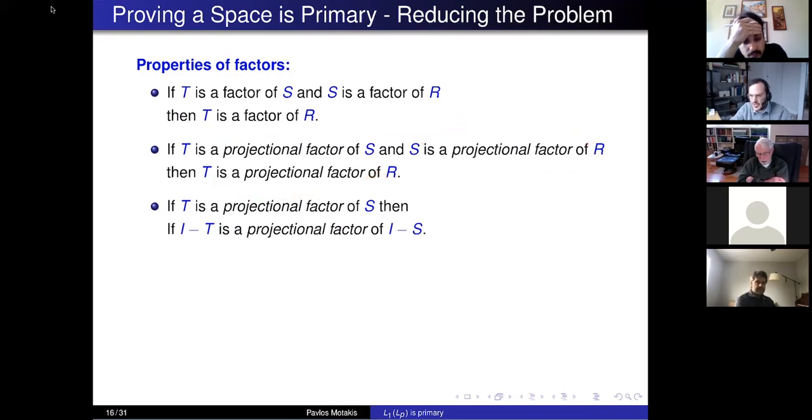So you have these A, B, and maybe A prime, B prime. And if you multiply them out correctly, then you just get the identity again. And this is also just a verification. But the fact that projectional factors satisfy, and factors don't satisfy, so you need projectional factor for this, is that if we assume that T is a projectional factor of S, then the identity minus T is a projectional factor of the identity minus S.